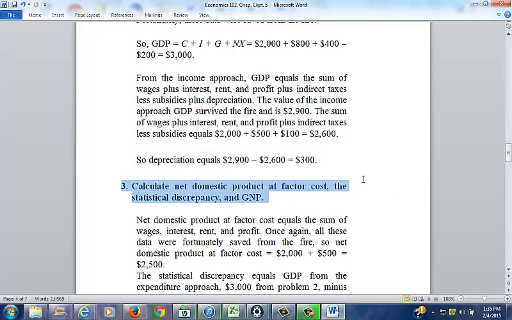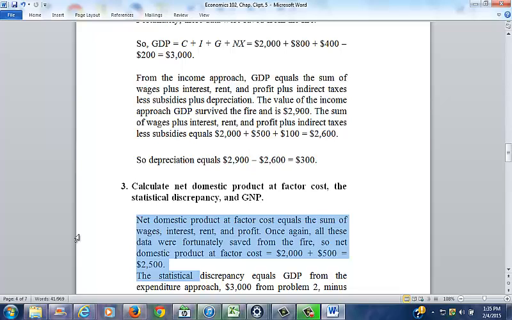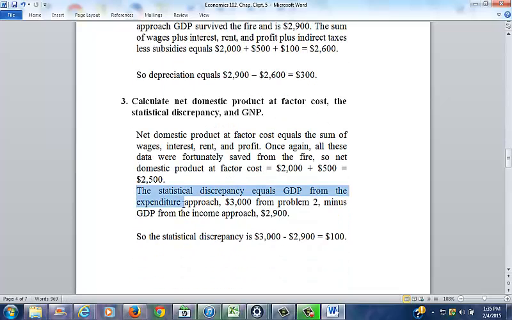Question 3. Calculate net domestic product at factor cost, the statistical discrepancy, and GNP. Net domestic product at factor cost equals the sum of wages, interest, rent, and profit. And once again, all these data were fortunately saved from the fire, so net domestic product at factor cost equals $2,000 plus $500, equaling $2,500.